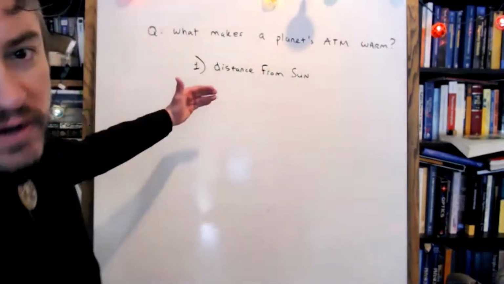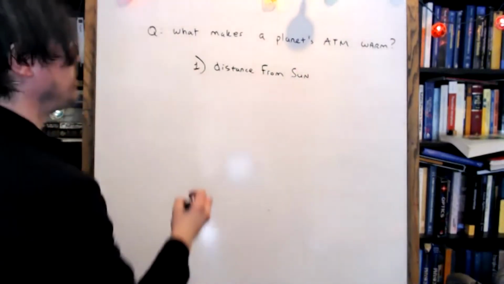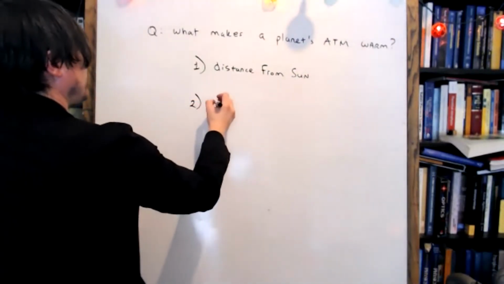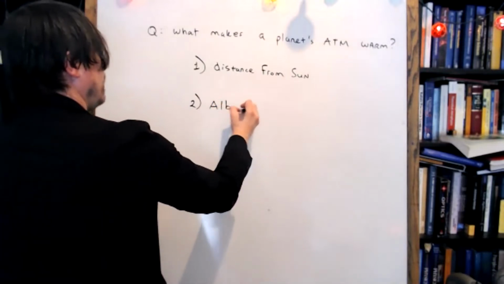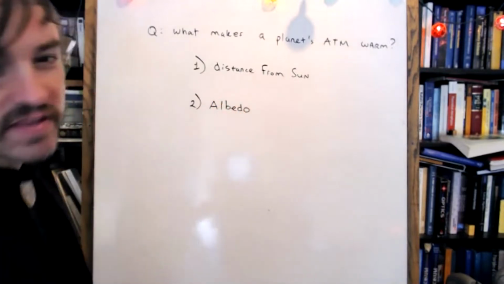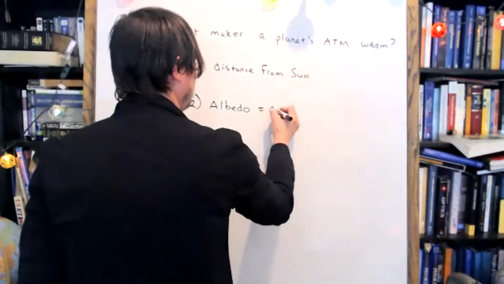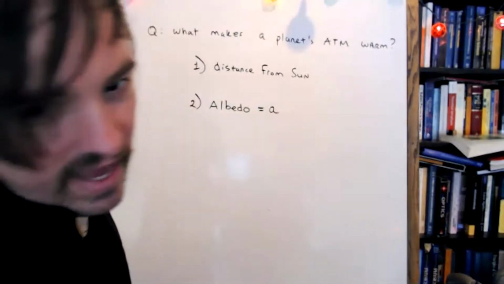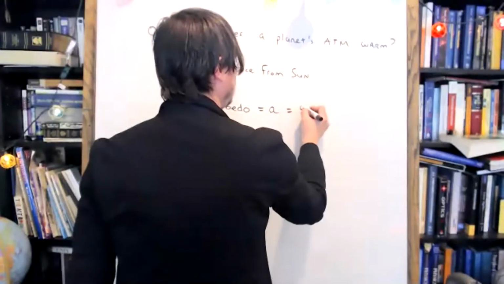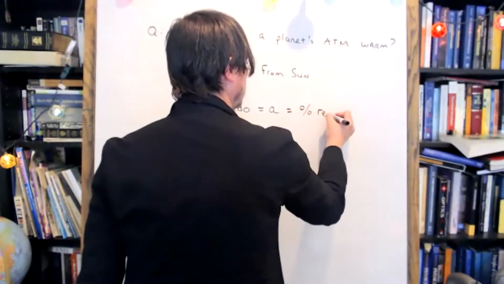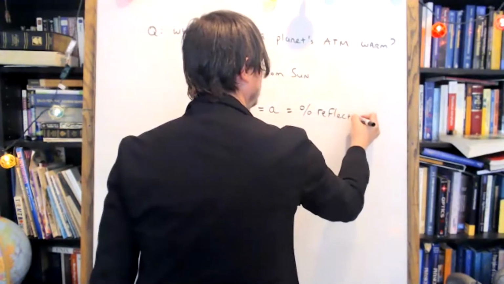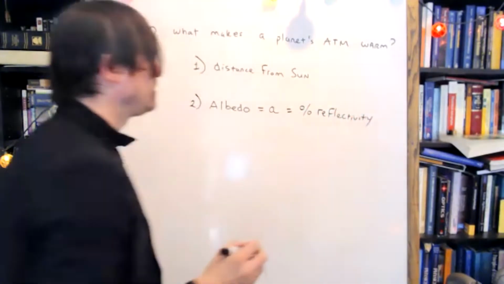That affects your amount of sunlight that you get. Two is something called your planet's albedo. This is a new vocabulary word for you. The albedo, which I'm going to use the letter lowercase a for, is basically your percent reflectivity to the sunlight.